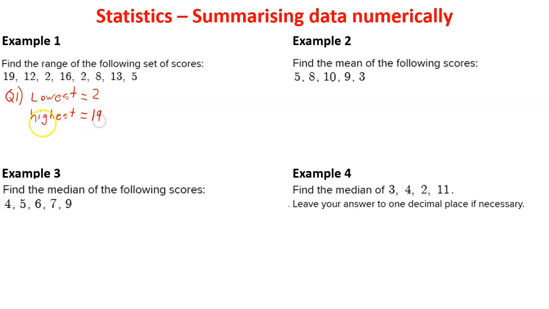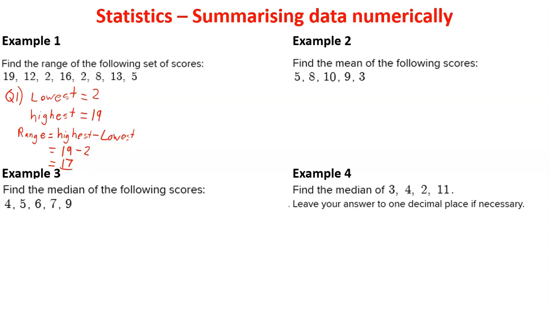Now, if you remember, if we've got our handout beside us or our notes, we know that our range is going to equal the highest, take away the lowest. In this case here, we're going to have 19, which is our highest, take away 2, which is our lowest. So our range is 17. So that's our final answer there. That's what I'm expecting to see in your workbooks with regards to these questions.